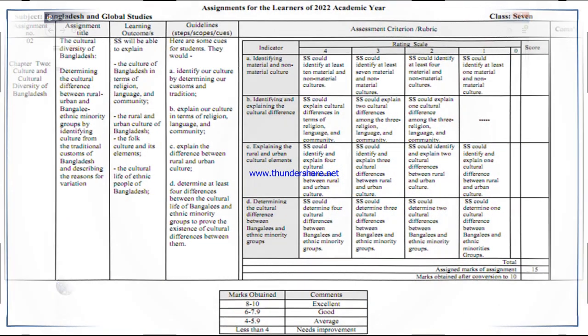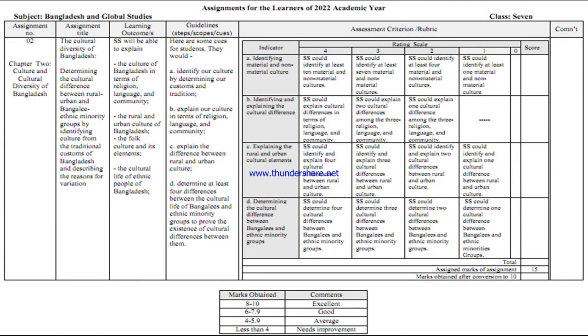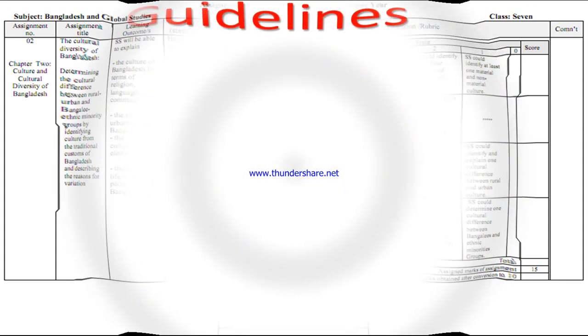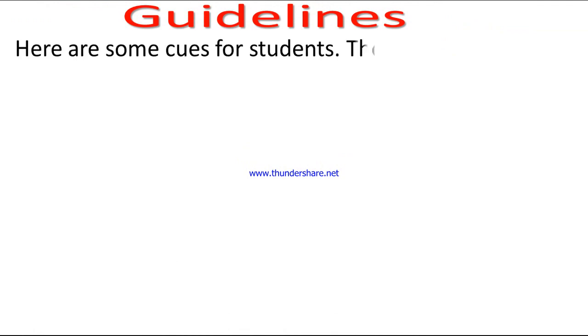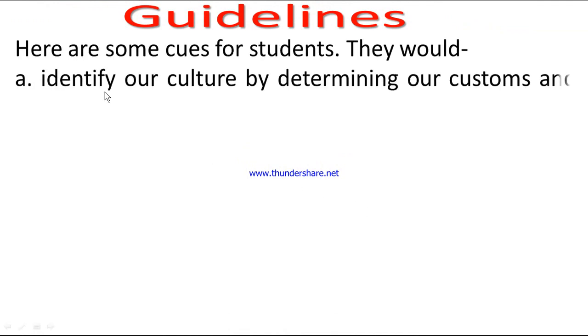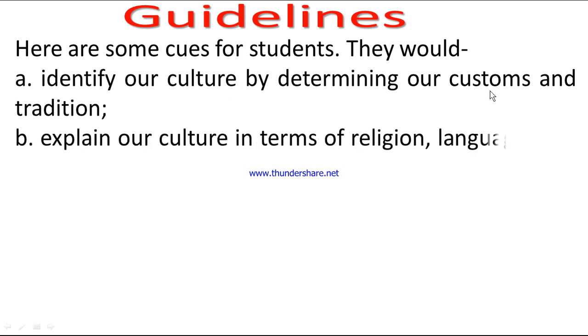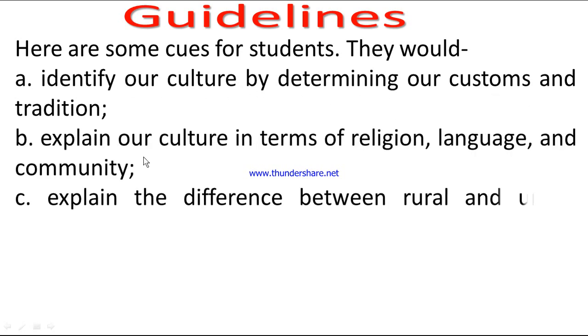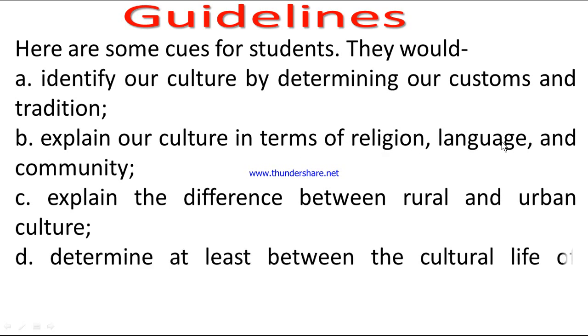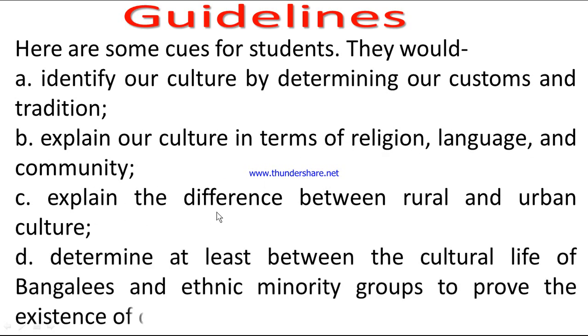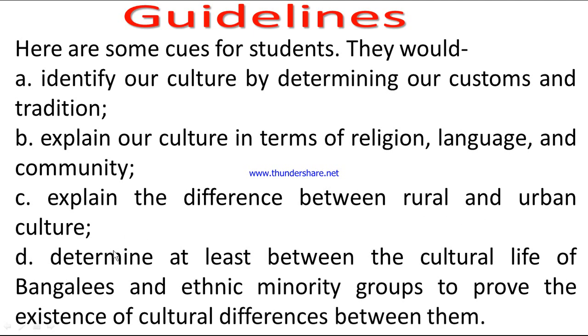Let's see the given assignment. Guidelines. Here are some cues for students. They would identify our culture and determine our customs and tradition. Explain our culture in terms of religion, language, and community. Explain the difference between rural and urban culture. And determine the differences between the cultural life of Bengalis and ethnic minority groups to prove the existence of cultural differences between them.